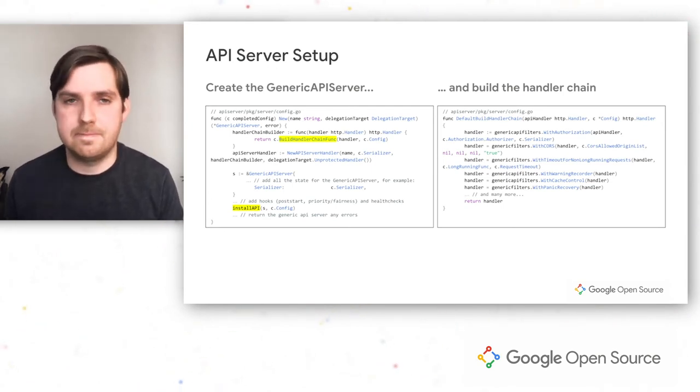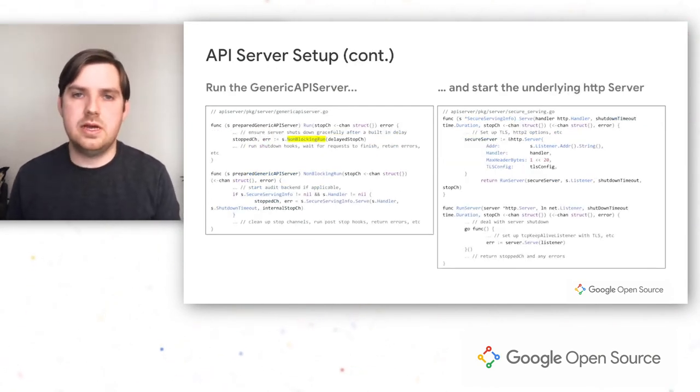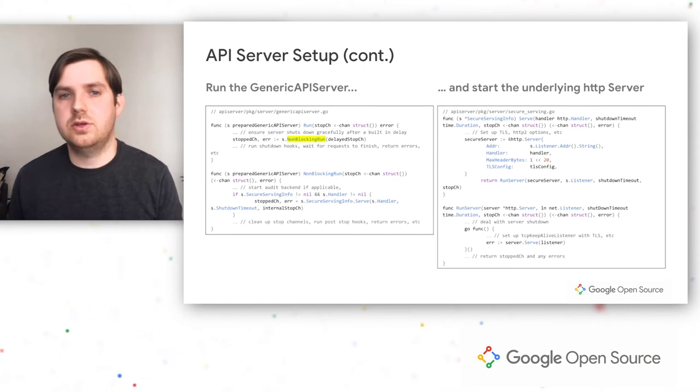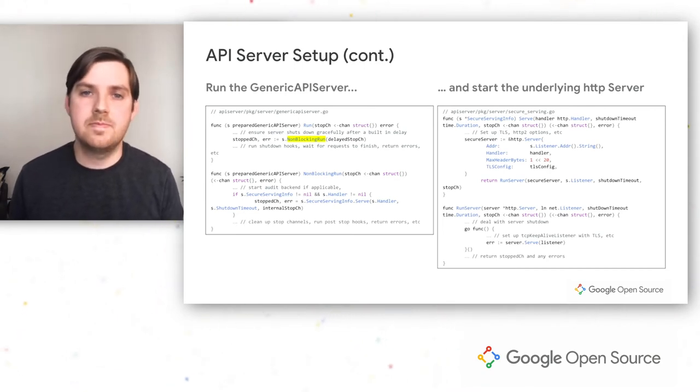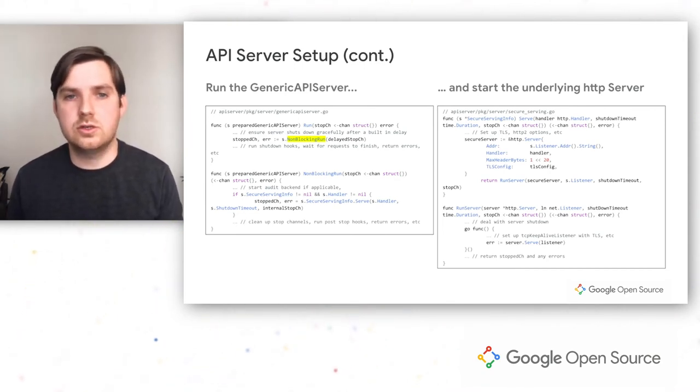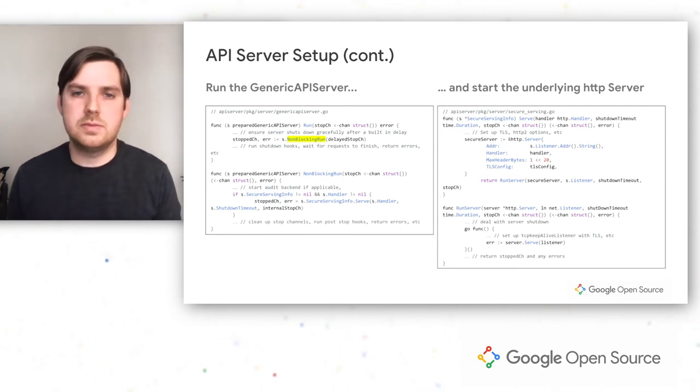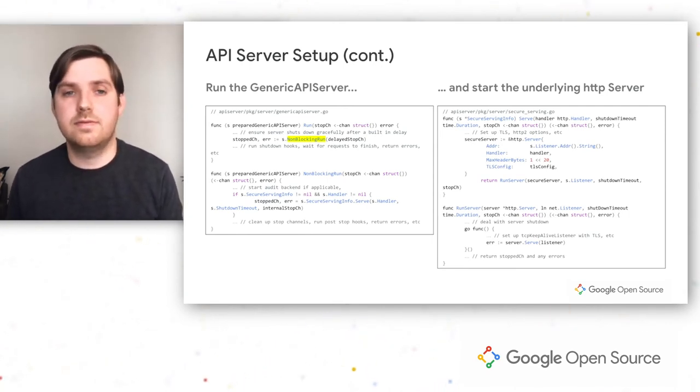actually starts serving. The generic API server exposes a run method that gets run when the API server is invoked. This sets up a shutdown delay so that the server can gracefully shut down when terminated, and calls serve on the server's secure serving info, which sets up TLS and finally invokes serve on a vanilla Go HTTP server, which is the entry point for the socket to actually start listening and serving.